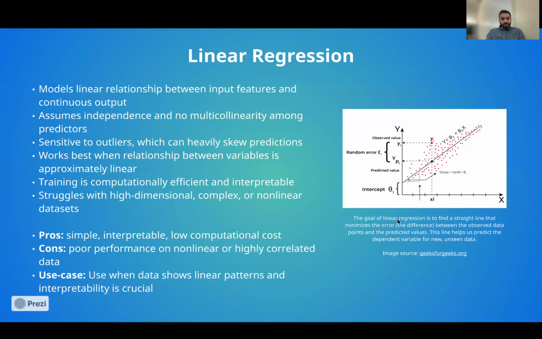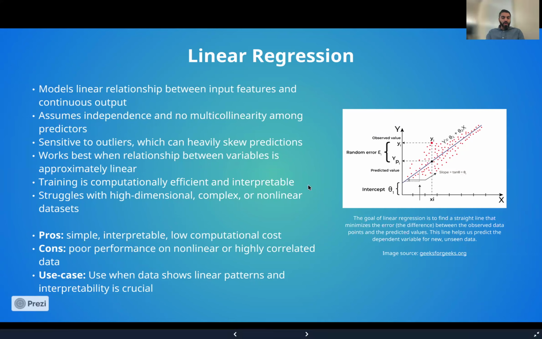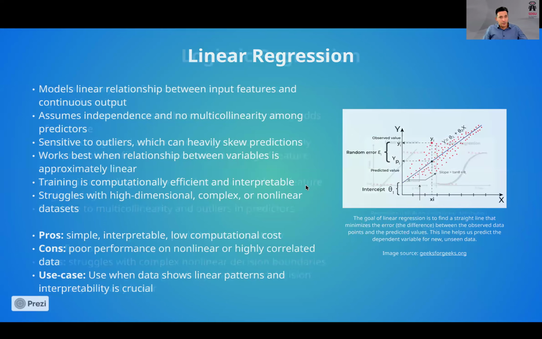All right. Hopefully that gives a good idea about when to favor a model like linear regression. Does that answer your question? Yes, thank you. All right.